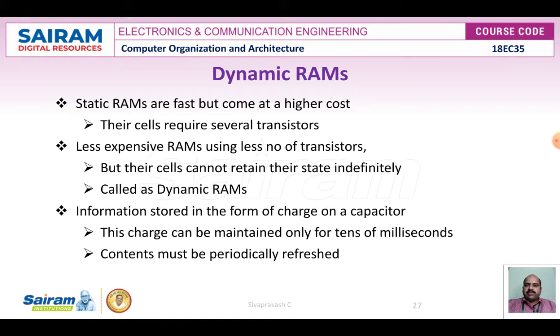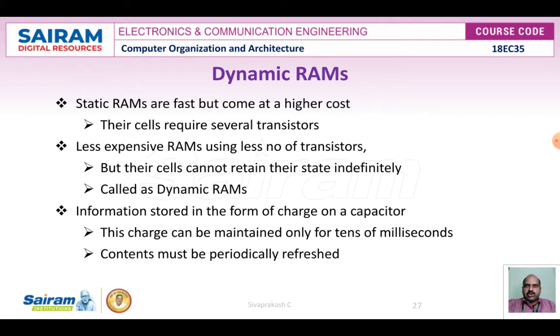Static memories are fast but come at a higher cost. Their cells require several transistors. Less expensive RAM can be implemented if simpler cells are used. However, such cells do not retain their state indefinitely. Hence, they are called dynamic random access memories.